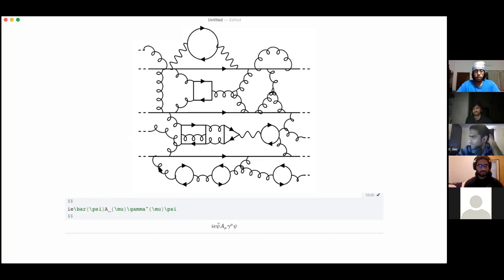Recall that every propagator like this just comes from some free field theory, right? It's the Maxwell Lagrangian that determines this propagator, and all these interactions are just coming from some simple monomials of the fields.